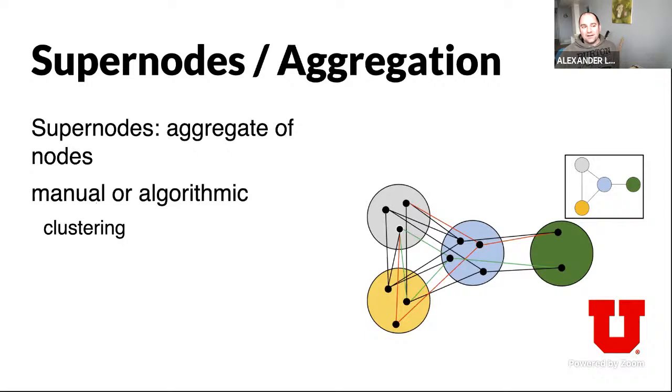Supernodes: sometimes, if you have a complicated network, it makes sense not to treat every node separately. Think of a collaboration graph between scientists. You might have all of the different scientists at the University of Utah, and then lots of other scientists at the University of Denver.